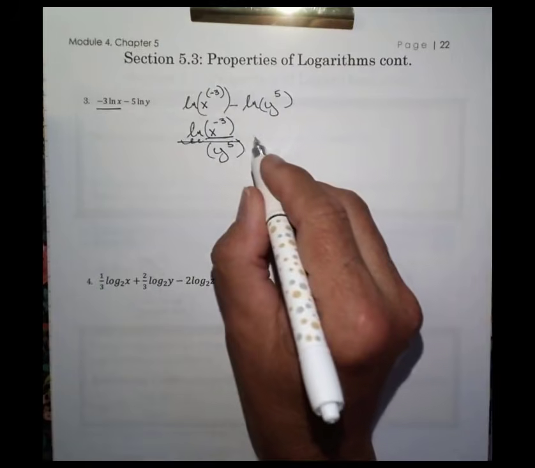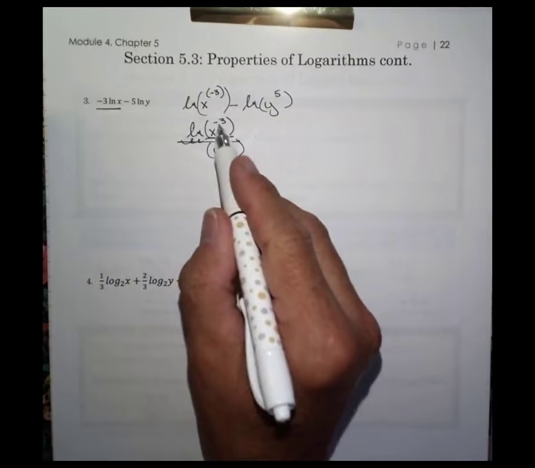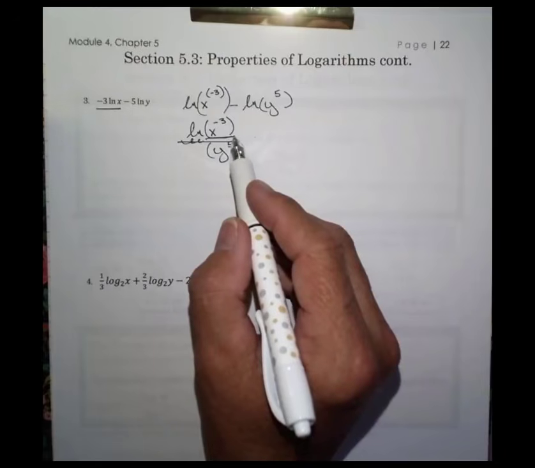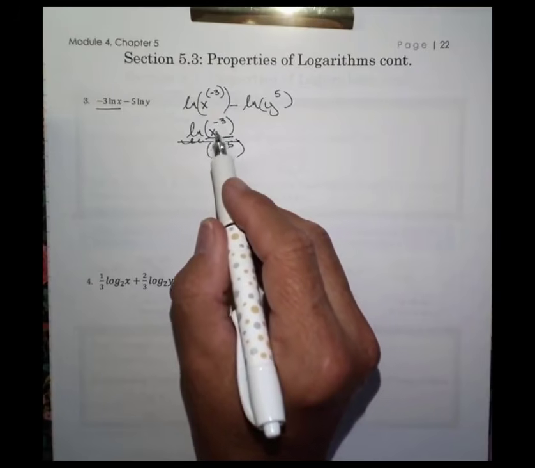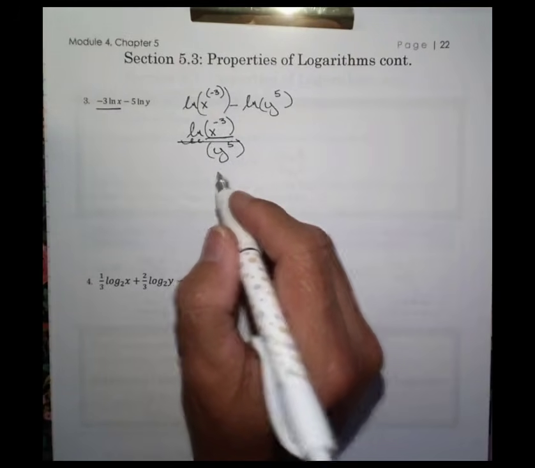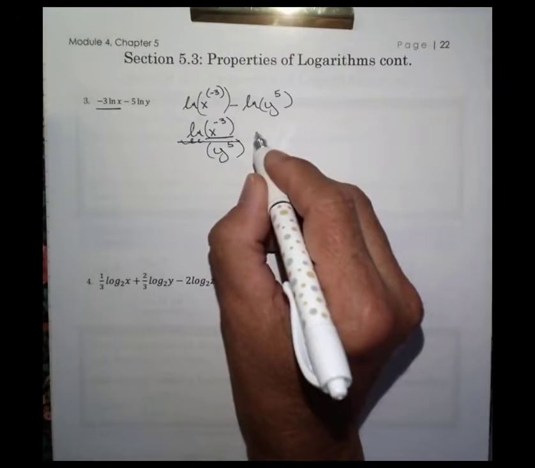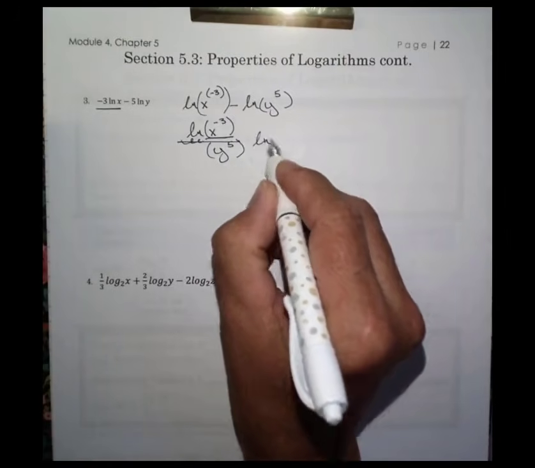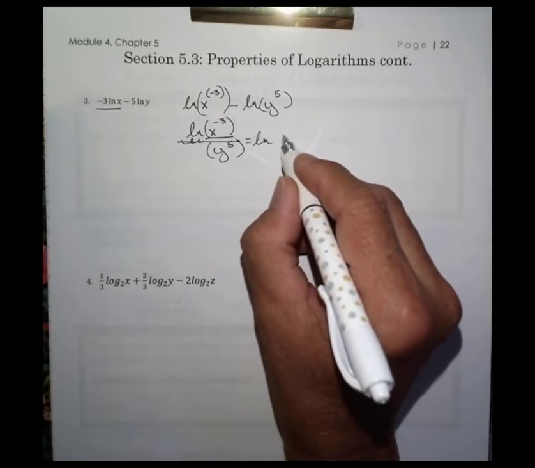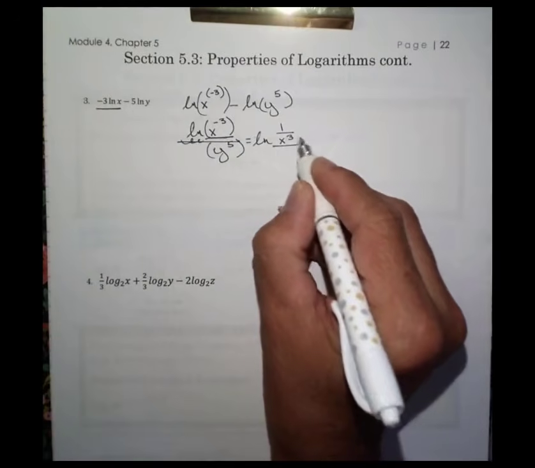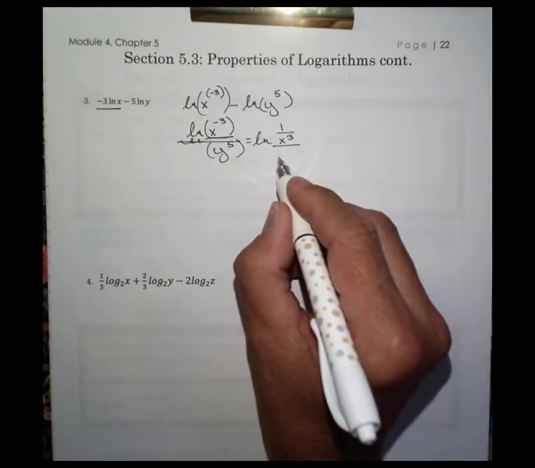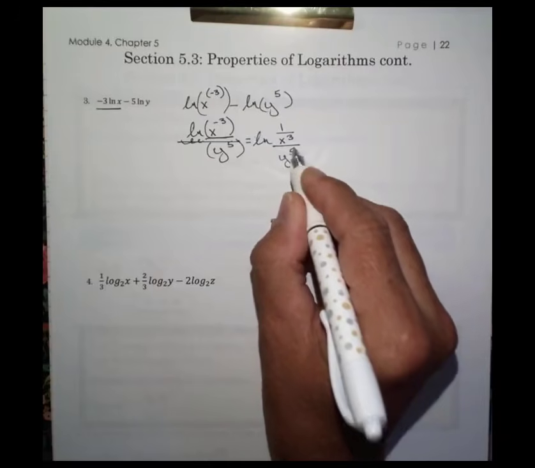Okay, so now what's the next step on this one? Well, this -3 is really a fractional exponent, right? You can think about that as a fractional exponent. I would move this down and say, if I wrote it out for you, it would be the natural log of 1 over x cubed, and that's the numerator part of it. And the denominator over here is y to the power of 5, isn't it?